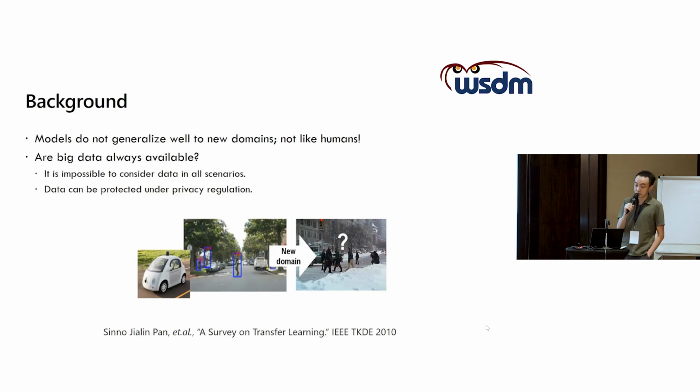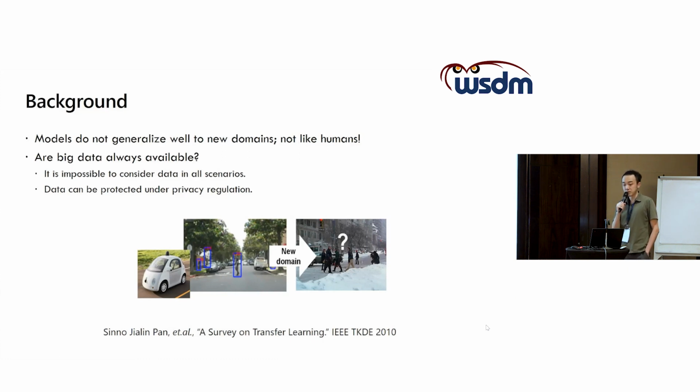Since deep learning is very hot nowadays for not only computer vision but also many other related problems, can we say that we have already solved the problem of computer vision? Well, the answer is actually no. One of the reasons is that our models do not generalize well to new domains. It's not like human beings.